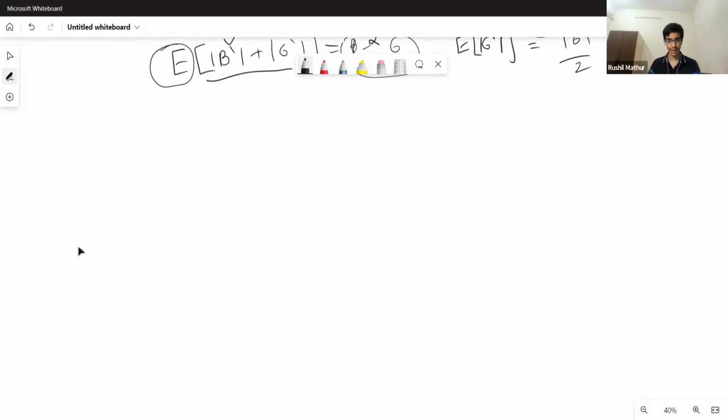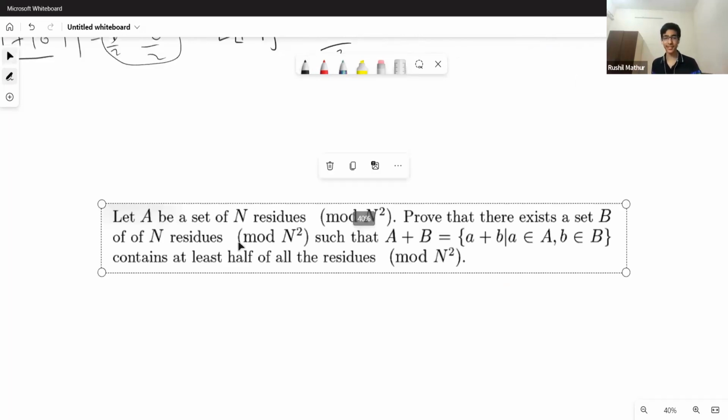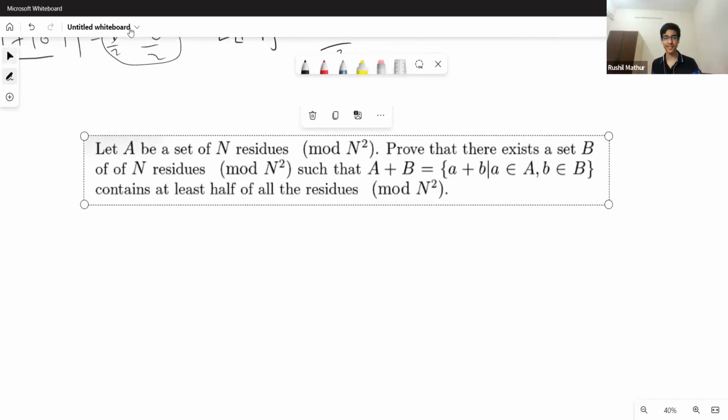Okay, we have a slightly algebra heavy question. Not really algebra heavy, but again, this is also a very cool question.